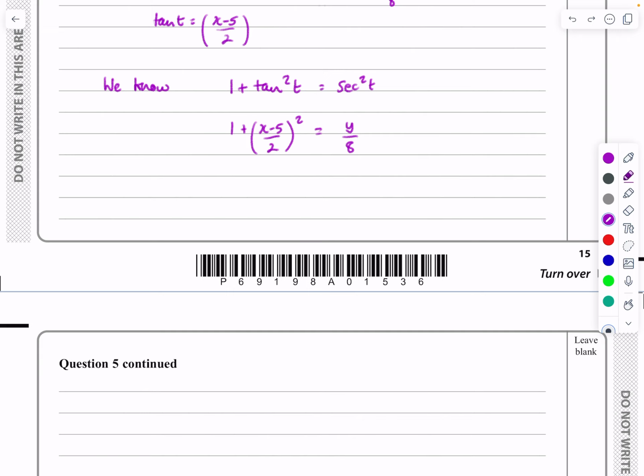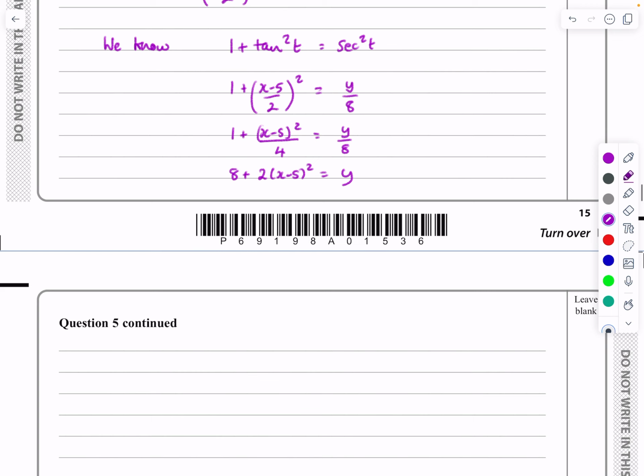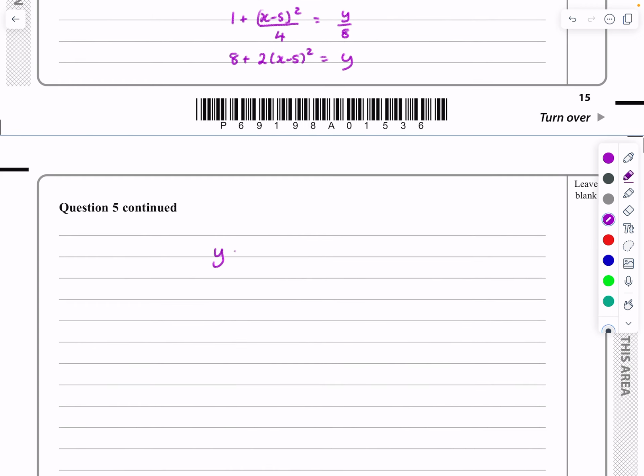So if I'm going to do that, that's 1 plus (x minus 5) squared over 4 is equal to y over 8. I've just simplified that bracket out a little bit there. And now what I'm going to do is multiply everything by 8. So I'll get 8, I'll get 2 lots of that is equal to y. Oh, that's done. Okay, well, I was expecting it to be a bit more complicated than that. y equals 2(x minus 5) squared plus 8. So yeah, I didn't have to multiply it all out and then tidy it up later on.